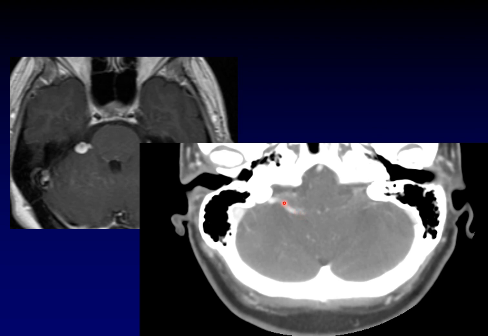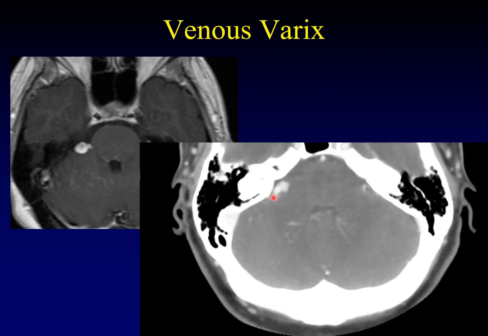And you can see it extending out into the cerebellopontine angle cistern. That's its drainage of the DVA. And here, once it gets out, that abnormal flow forms a venous varix. And that's what we're looking at here. We're looking at a venous varix mimicking a tumor mass in the cerebellopontine angle cistern.